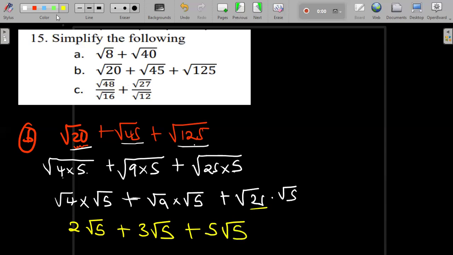So we can see now that all these numbers have square root of 5, square root of 5, square root of 5. So it means we can add them because they are common. They have a common surd there. So I'm just going to add the numbers. So 2 plus 3 plus 5 is going to give me 10. And then I have root of 5. So this here will be our answer.